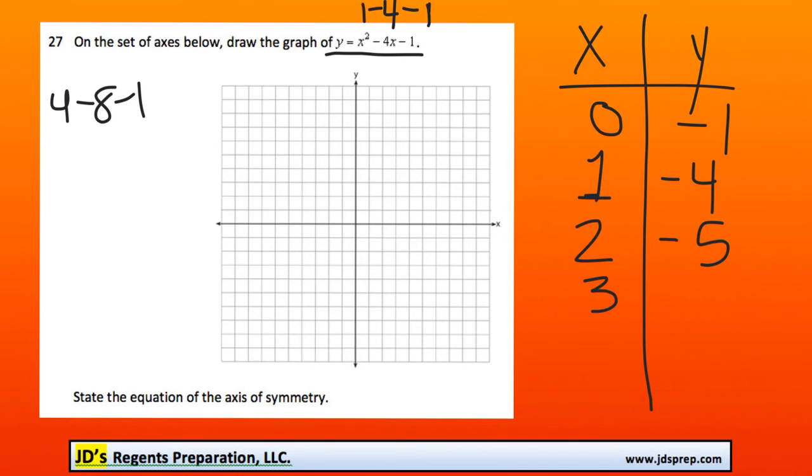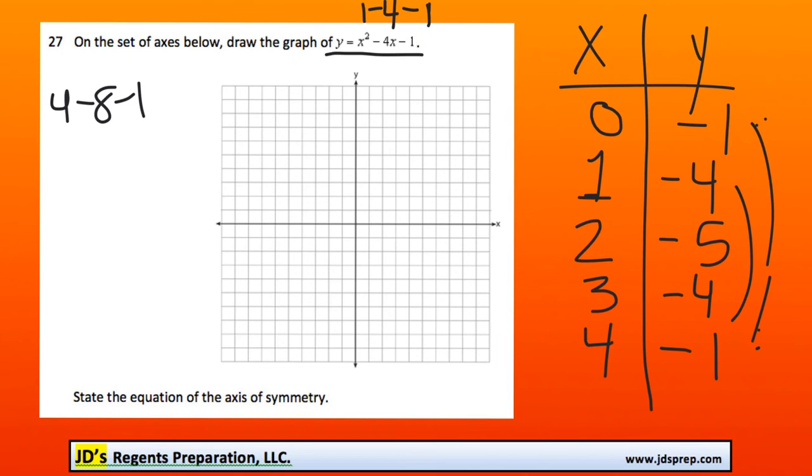And I'm just going to skip some time here and keep going. So if x was 3, you should calculate that. You get a y value of negative 4. If x is 4, you should get a y value of negative 1. And I can see there's a bit of a pattern here. Looking at these y values, these ones are the same. Negative 4 are the same. So let's go ahead and draw this and see how we're doing.